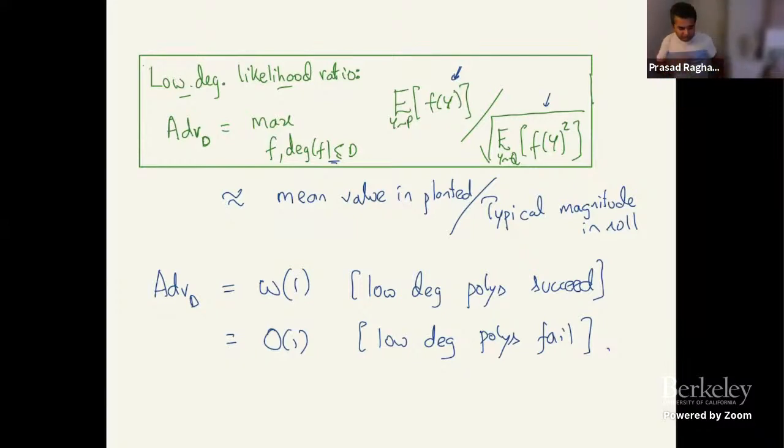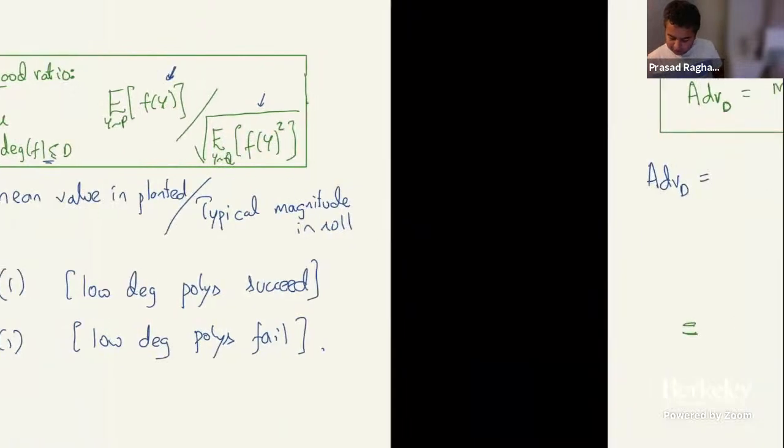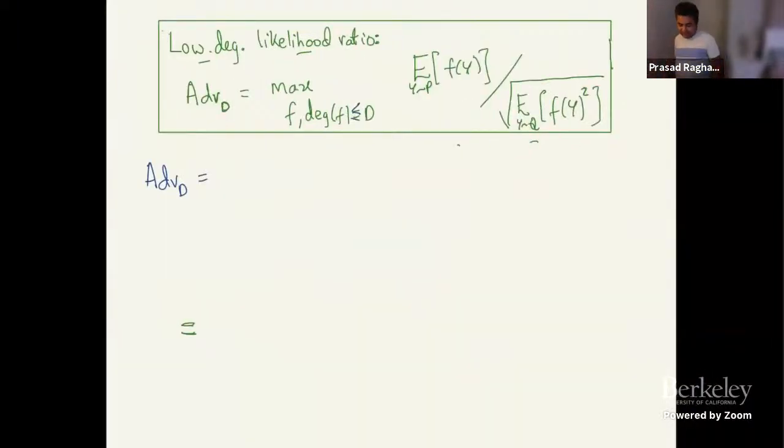And in fact, the way this quantity is defined, it's actually possible to go one step further and make the entire optimization problem almost trivial. So here's what's going on. This is what we want to maximize. We want to maximize this ratio of these two expectations.